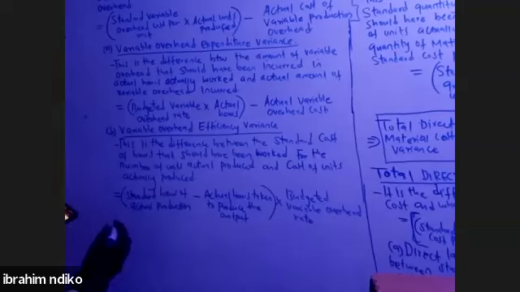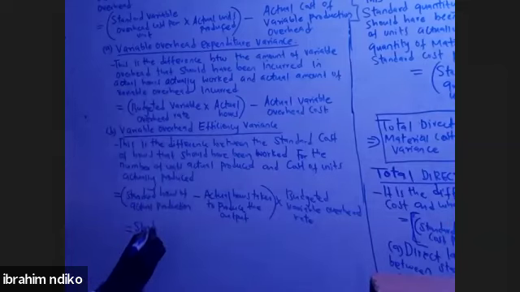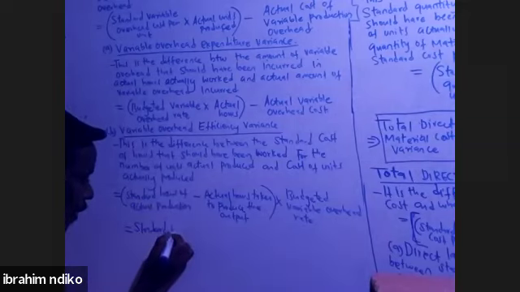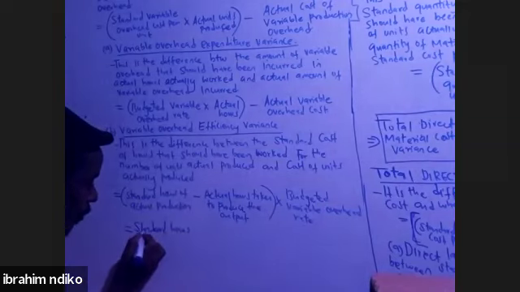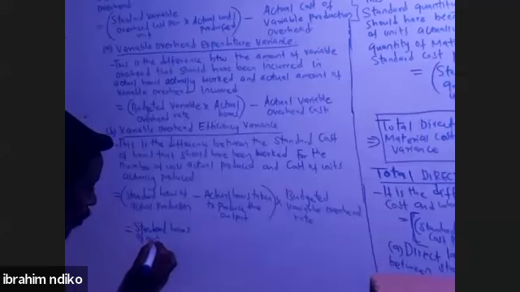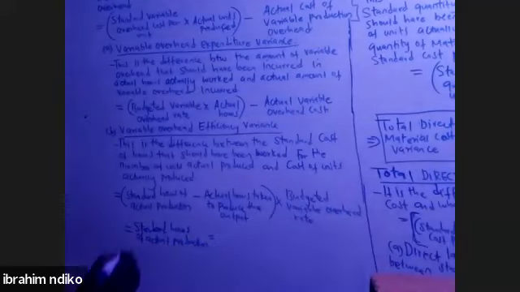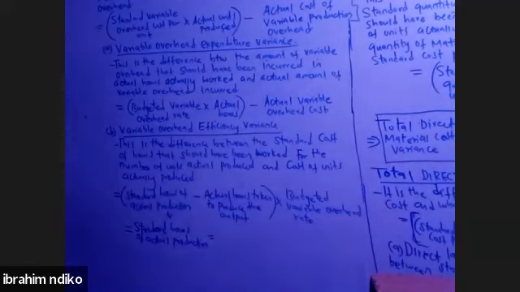So I wanted to give the formula for this one. Standard hours of the actual production. How do you get it? Standard hours of actual production, this one. How do you get it?